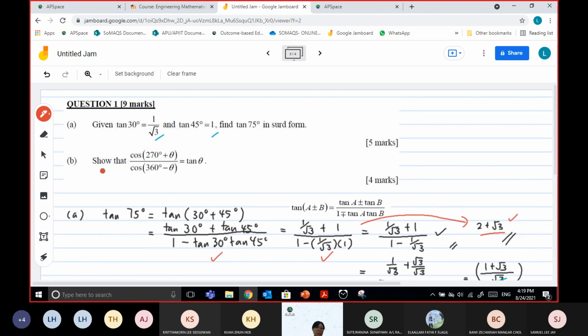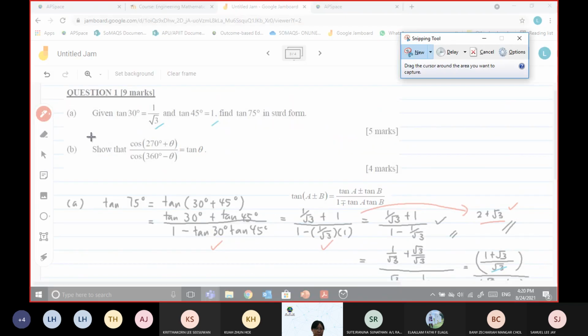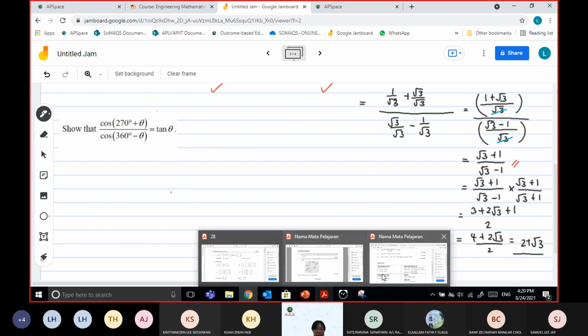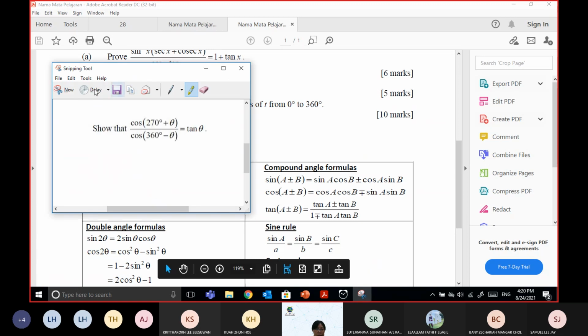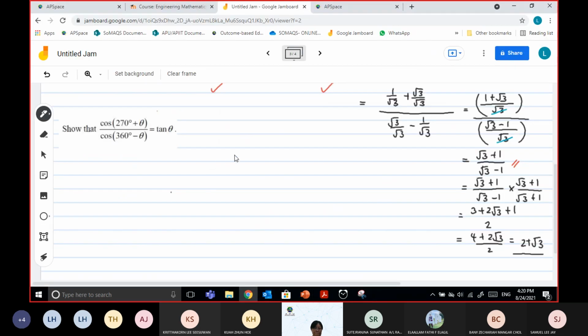Now, show that cos(270 plus theta) over cos(360 minus theta) equals tangent theta. Let us continue with this one. For these questions, you need to show the left-hand side equals the right-hand side. So what is the formula you use for cos? In the question, there is a cos, so you need to use this formula.